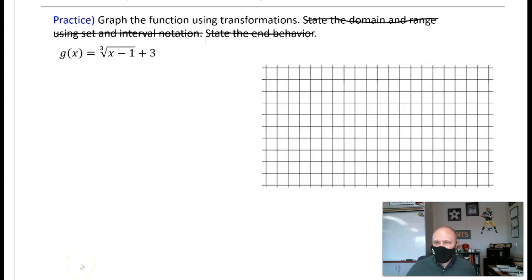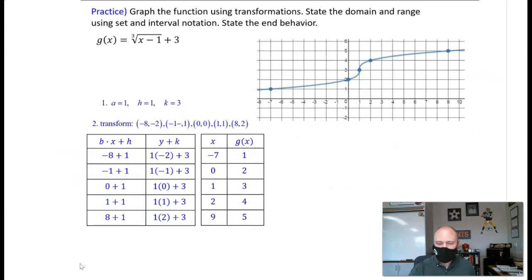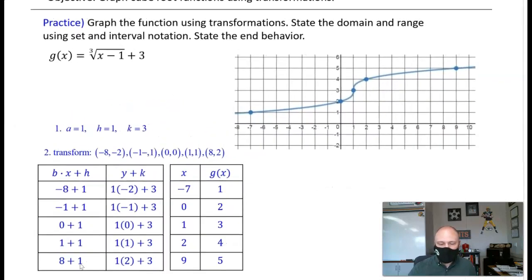All right, hopefully you paused the video and gave this one a go. Here is the solution. So our transformations, we don't have a vertical stretch or compression. Our A value is 1. Those vertical distances do not change. Our H value was a positive 1, and our K value is a positive 3, causing our graph to go right 1, up 3.